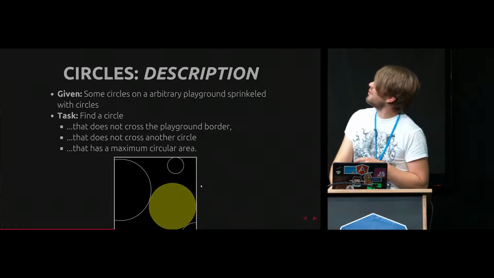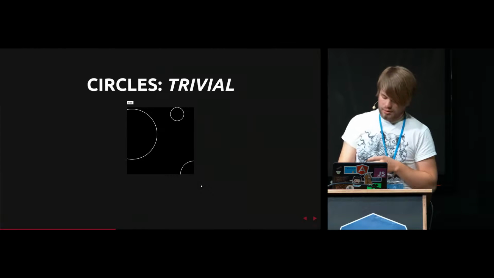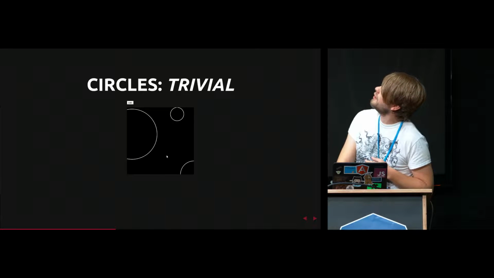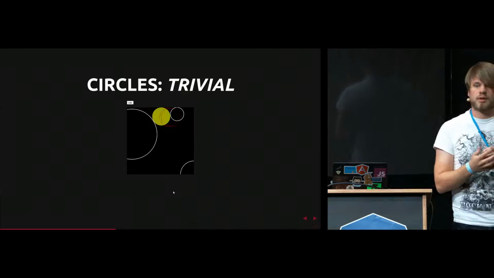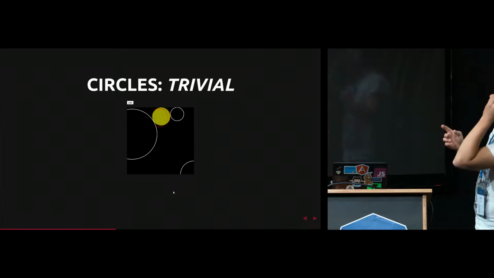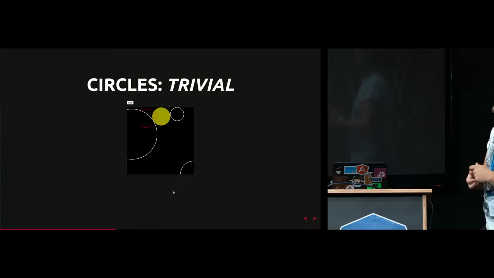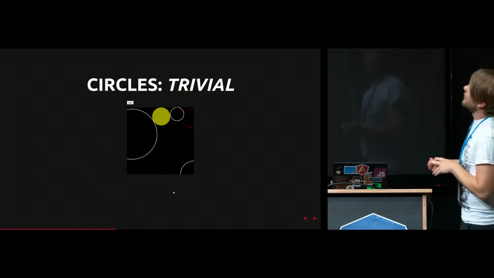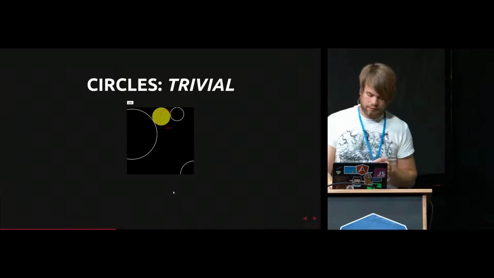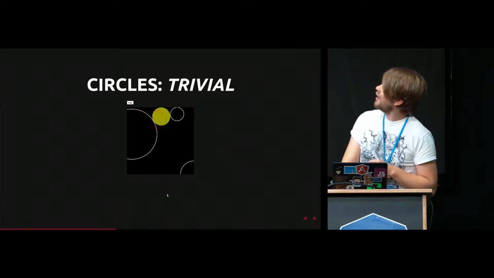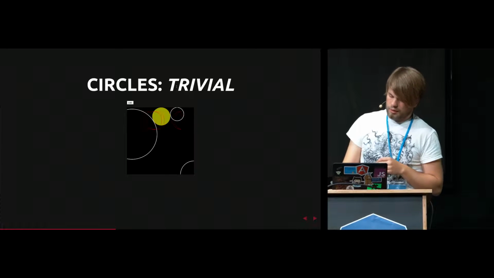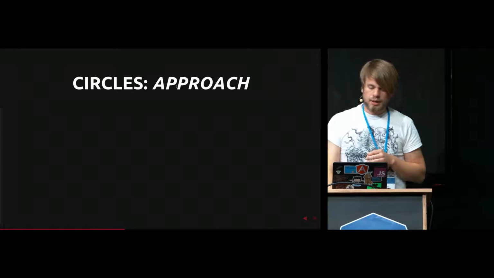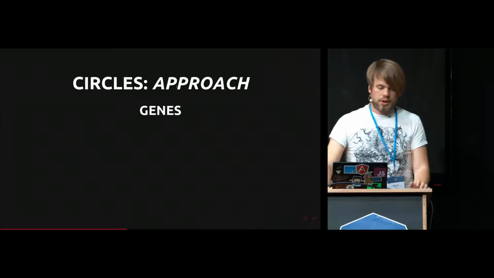If we now would try to implement it in a quite trivial way, we would say, okay, we check each and every position on the playground with each and every radius. And as you can see, it takes some time, and I think that's not enough time for the talk. So we need to take another approach to that. We create an evolutionary algorithm.